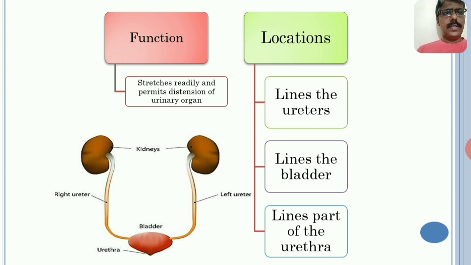Now, functions: it stretches readily and permits distension of the urinary organ. Locations: it lines the ureters, the urinary bladder and part of the urethra.